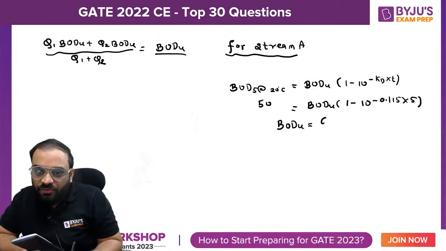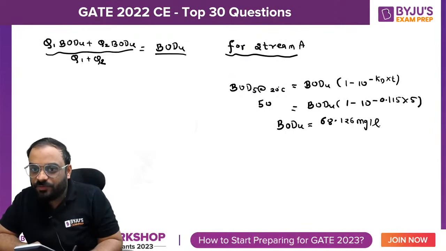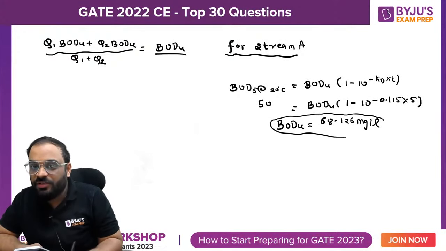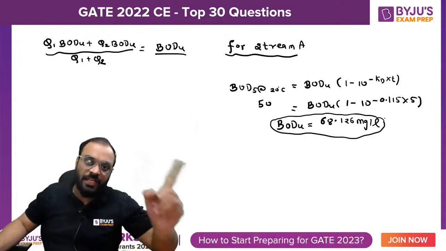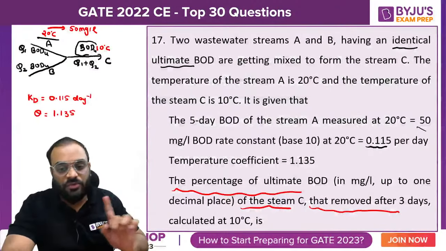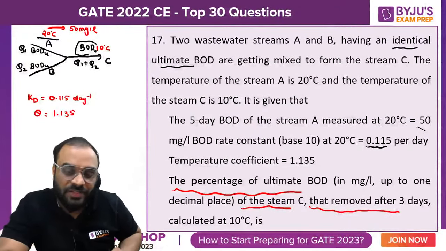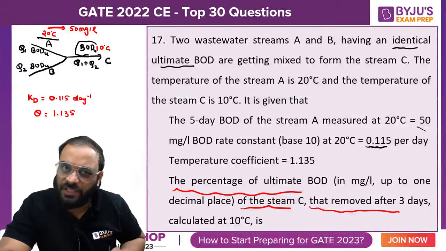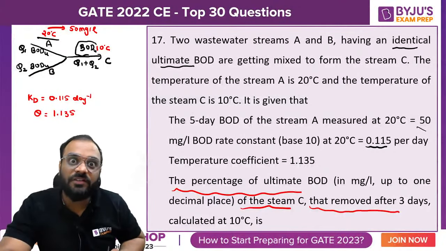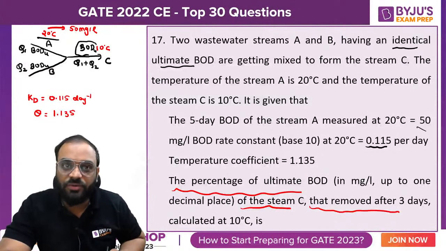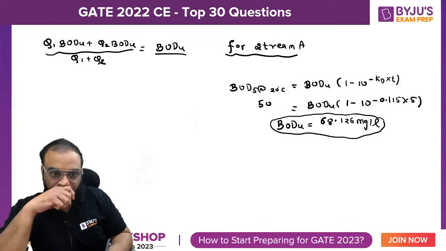So we are getting a value of 68.126 milligram per liter. This is the value of ultimate BOD of A. The same value is applicable for C also. Now the question is, we need to find out the percentage of ultimate BOD of stream C removed after 3 days. So we need to find out the BOD removed after 3 days at 10 degrees centigrade.